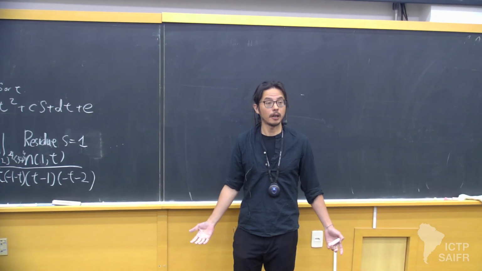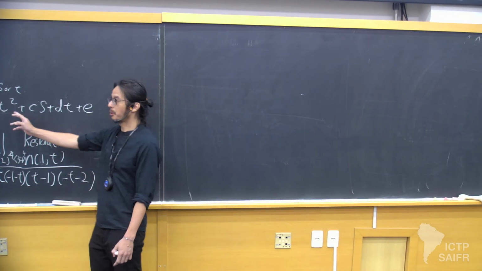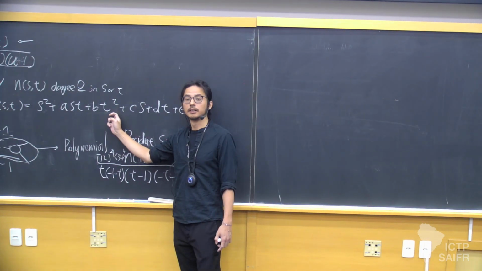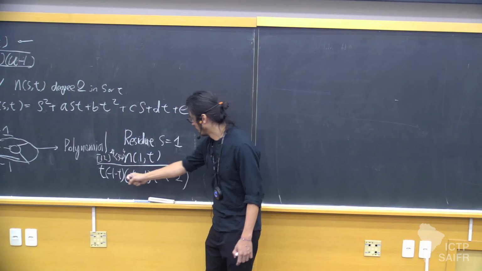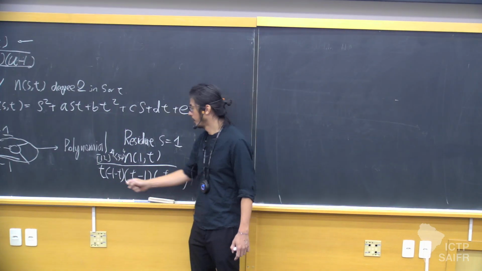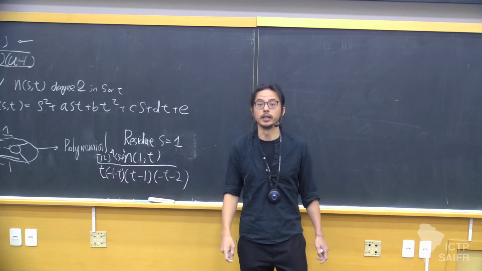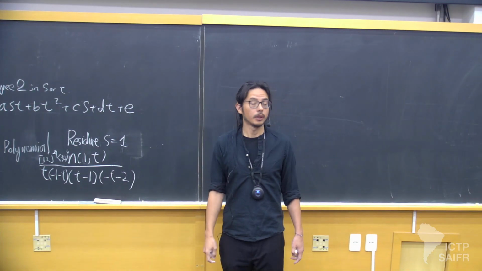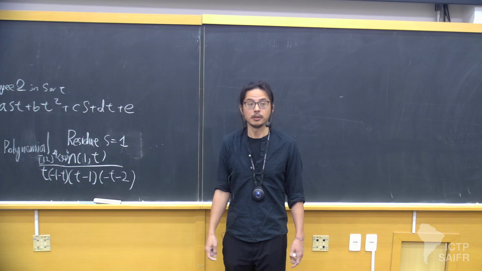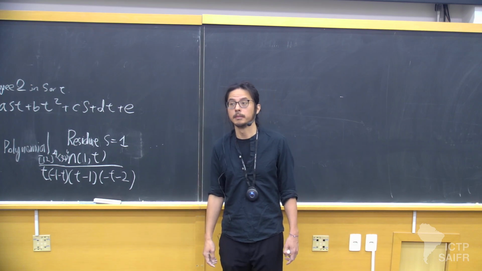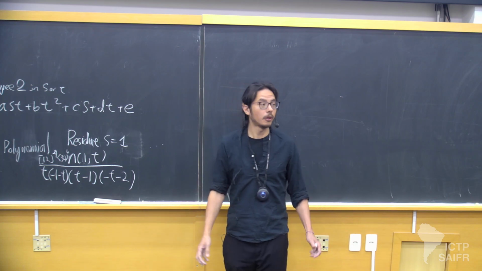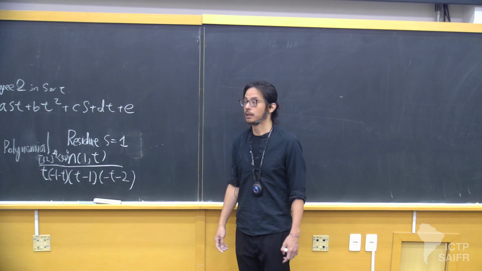But now you see the problem. T is at most degree 2. I have 1, 2, 3, 4 poles in the denominator, and so it's impossible. There's no solution to this problem. So in this simple exercise, I have no solution.